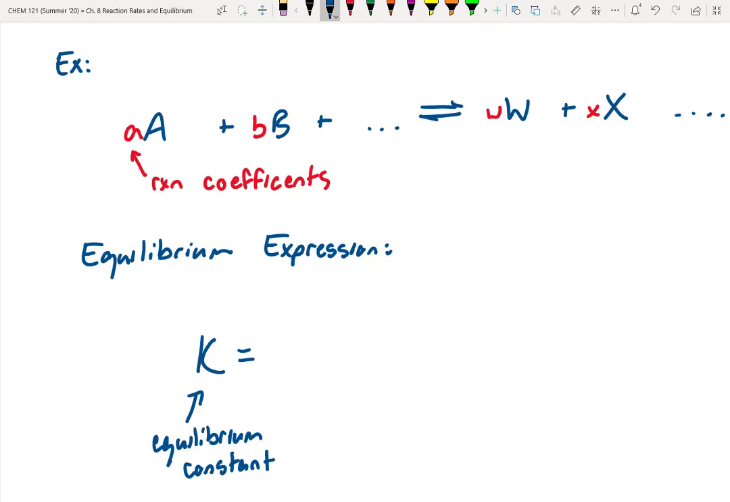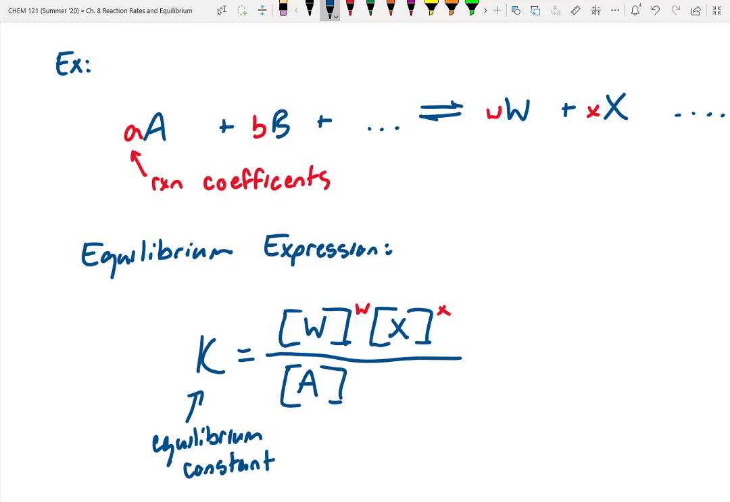All right, so we've got our products, one of which is W. However, we need to factor in how many of them there are. So I'm going to go ahead and plug in that reaction coefficient as an exponent right there. And then the same thing with X. We're going to multiply the concentration of X in and raise it to its reaction coefficient. And then on the denominator, we'll do the same thing with A and B. And it's important to remember that we have to use the reaction coefficients from the balanced reaction. So it'd be a and b here.